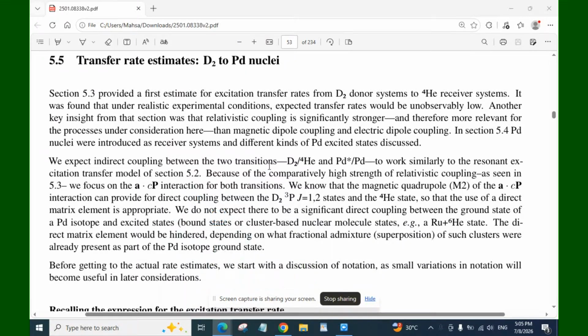In the name of Almighty God, I'm Master Hassan Koshi, and today I want to talk about transfer rate estimates between deuterium to palladium nuclei.